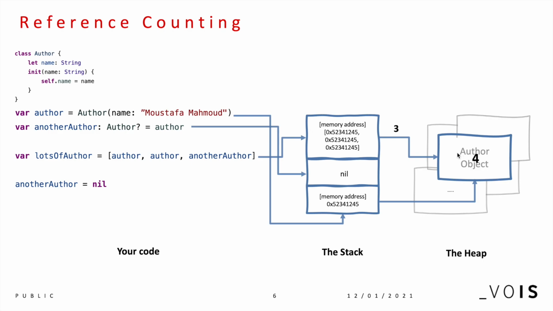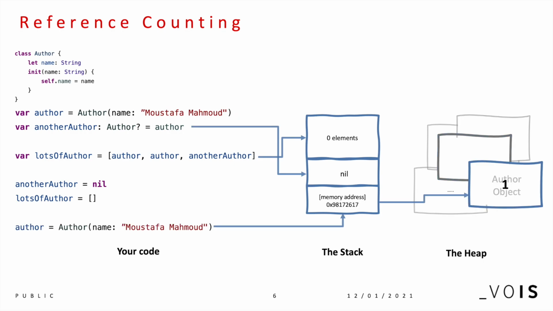Discarding another author decrements to 4. Discarding lots of author elements decrements to 1. Assigning a new author object to the original author variable decrements the original author object to 0, marks its memory block as free, and creates a new author object with a ref count equal to 1.